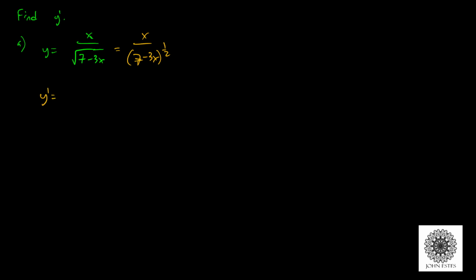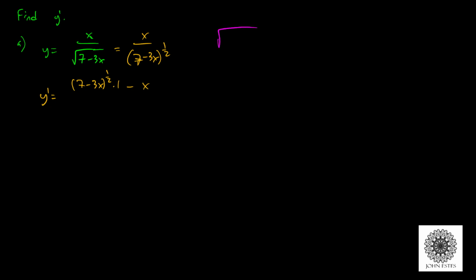So quotient rule, again, is low d high. So that's going to be 7 minus 3x to the 1/2 power times the derivative of the top, which is just 1, minus the top, which is x, times the derivative of the denominator. And this will require chain rule. So remember the way this works.